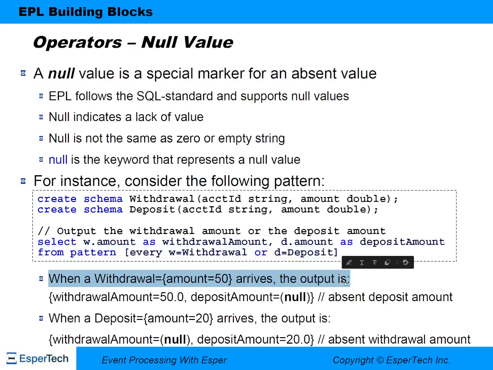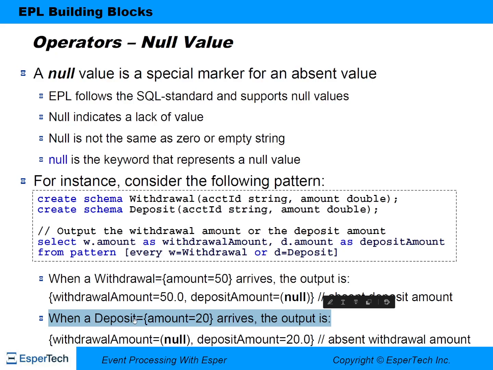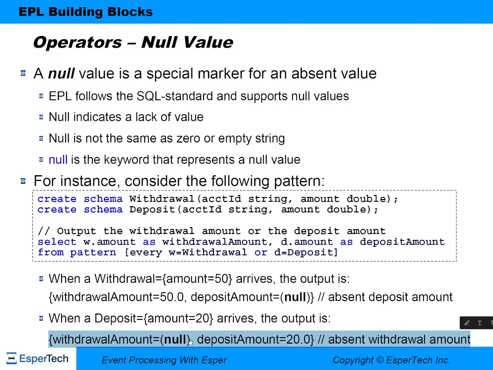When a withdrawal event with amount 50 arrives, the output has two properties. The withdrawalAmount property is 50 and the depositAmount property is null. The null value stands for the absent deposit amount value. When a deposit event with amount 20 arrives, the output is the withdrawalAmount property is null and the depositAmount property is 20. The null value stands for the absent withdrawal amount value.